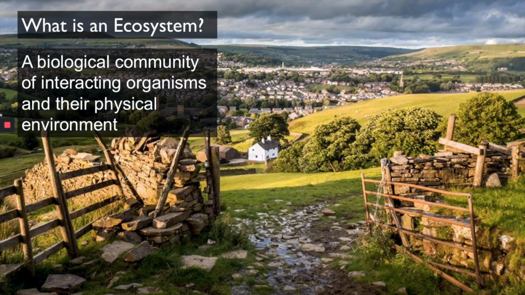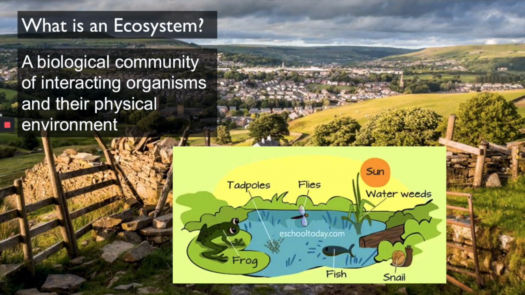So an ecosystem can be anything from small scale, like a pond or the bottom of your garden, to very large scales, such as whole countries. An example that's just come up here is a small scale ecosystem. We have a pond that you could find in your garden or in a local park. We have the interacting relationship between the organisms: the frog, the tadpoles, the flies, the fish, and their physical environment.